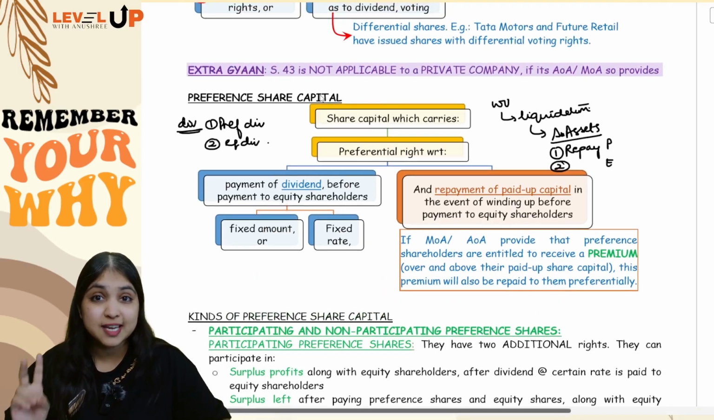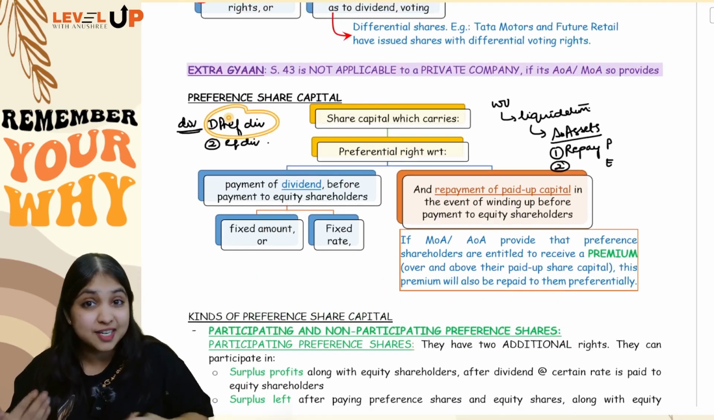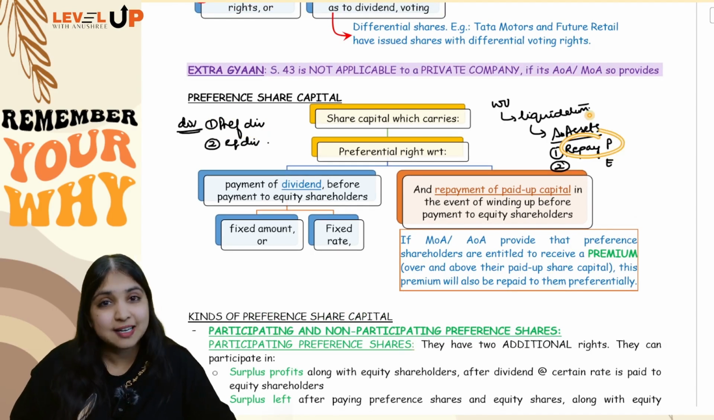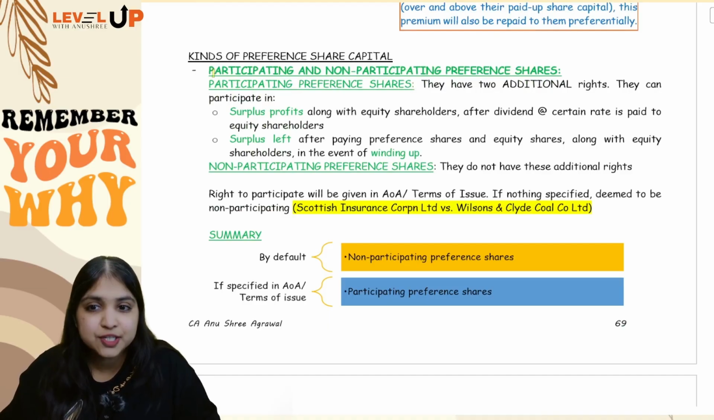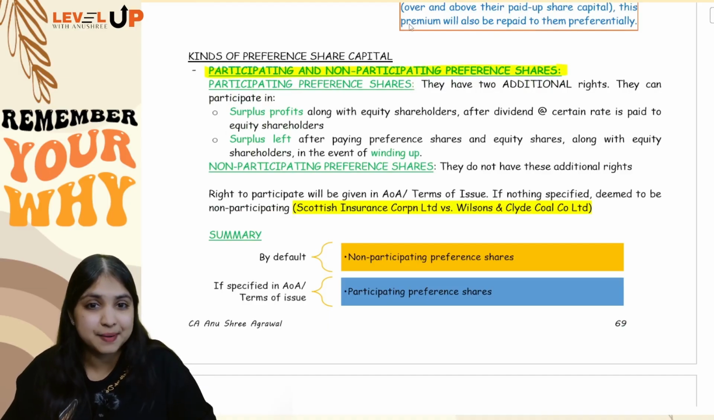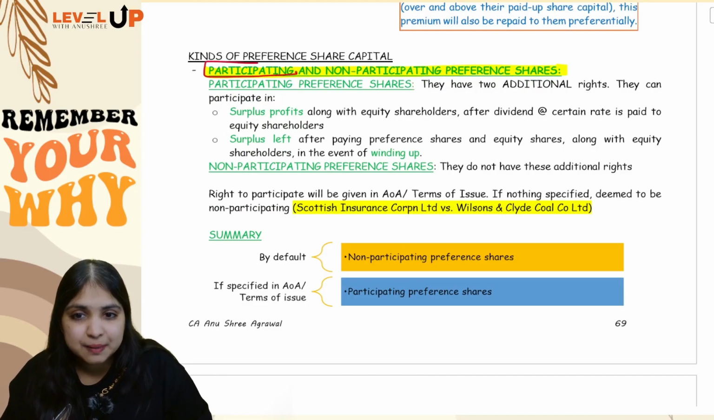So preference shareholders enjoy two preferences. Number one, preference dividend is paid to them first, and number two, they get repayment of preference capital first. Then we spoke about the different kinds of preference shares. First of all, we spoke about participating and non-participating preference shares. Let's talk about participating preference shares first.